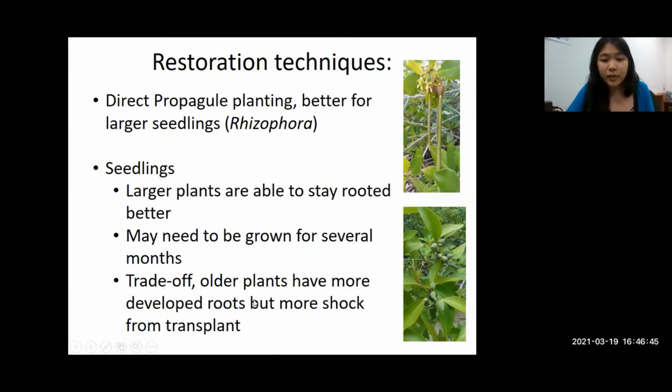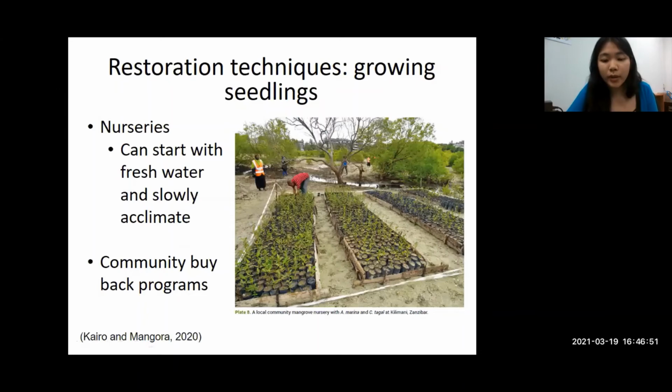But there's a trade-off. The longer you grow them, the more shock they're going to have when you transplant them. When you're growing them in nurseries, you can start with fresh water. They'll grow perfectly fine with fresh water, and then slowly acclimate them. So a lot of times nurseries will be near some kind of tidal area so that they can get fresh water, and then you can ease them into the salt water habitat.